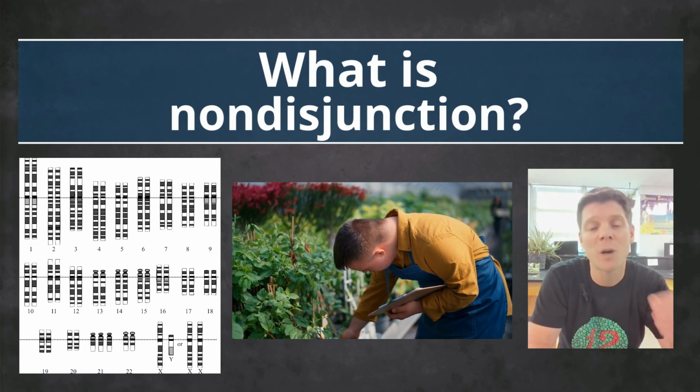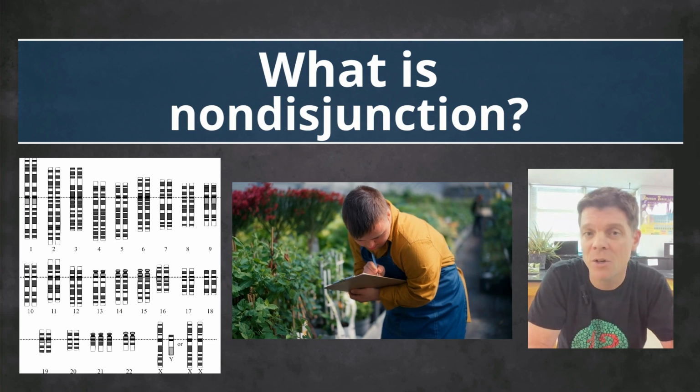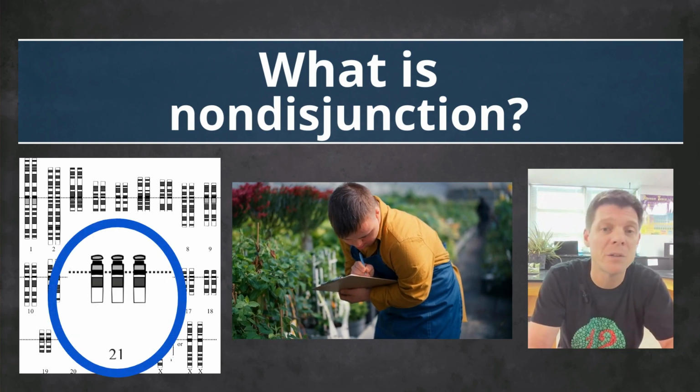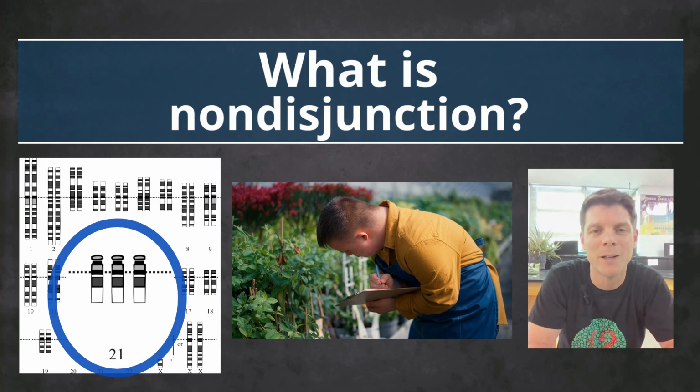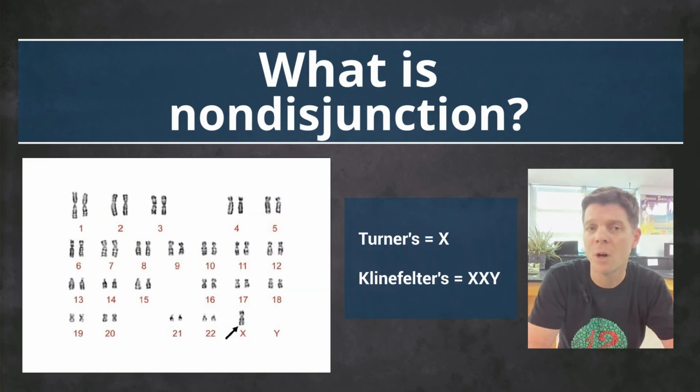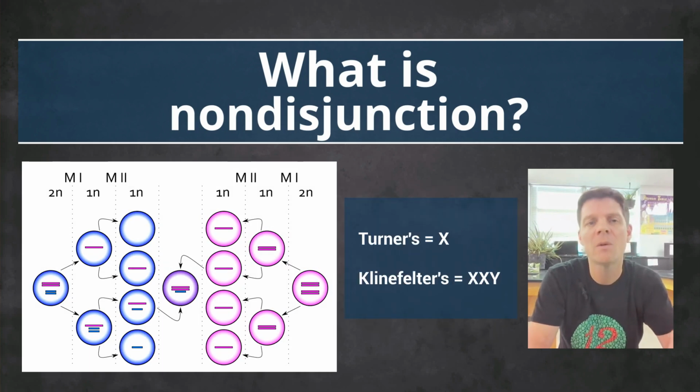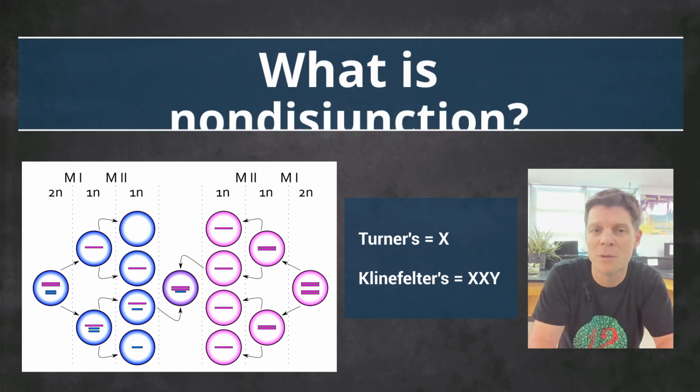For example, trisomy 21, Down syndrome, occurs when an individual inherits 3 copies of chromosome 21. Other disorders like Turner syndrome or Klinefelter syndrome result from non-disjunction of sex chromosomes.